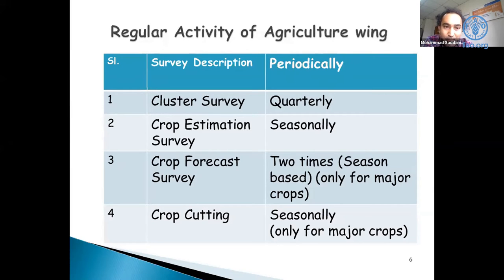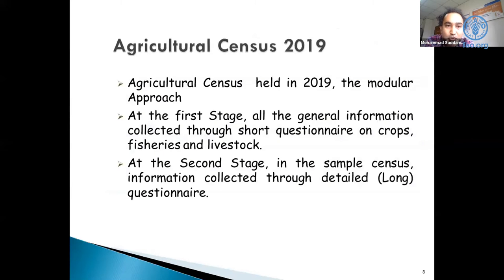Then I will explain the agriculture census of 2019, which we conducted. When the agriculture census was held in 2019, it was a modular approach. At the first stage, we collected all the general information through a short questionnaire on crops, fisheries, and livestock as well. At the second stage, in the sample census, we collected information through a long questionnaire. It covers eight modules of information collected through the sample census. I will later show you the whole questionnaire of the sample census.